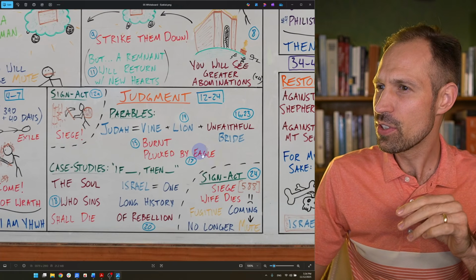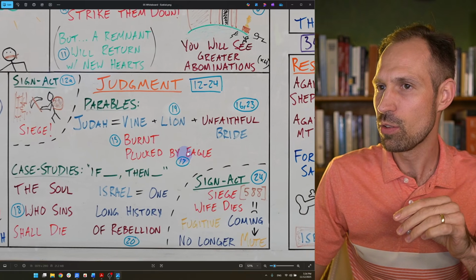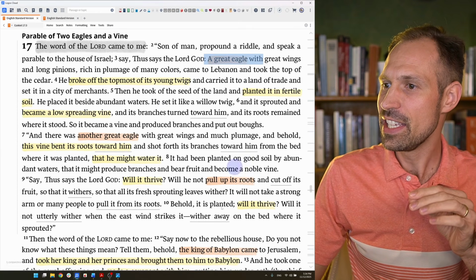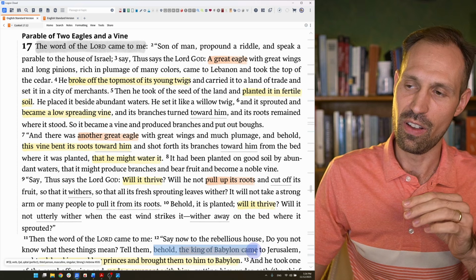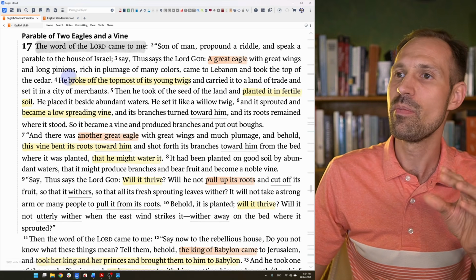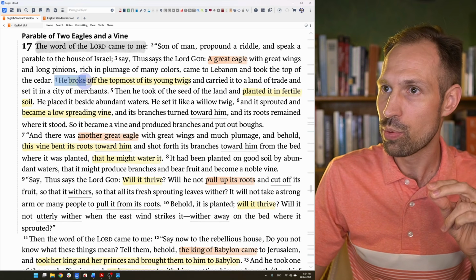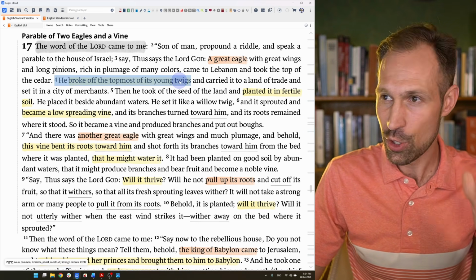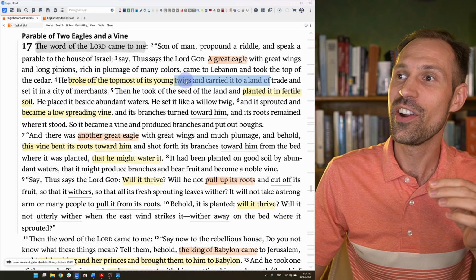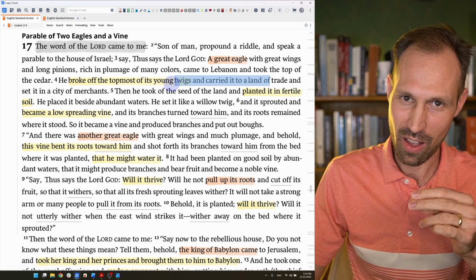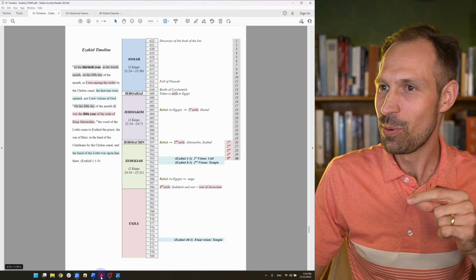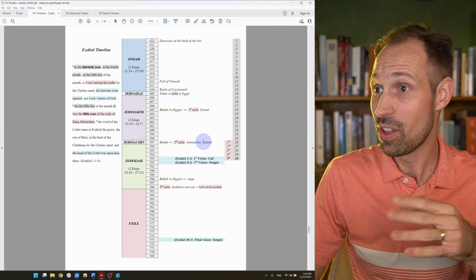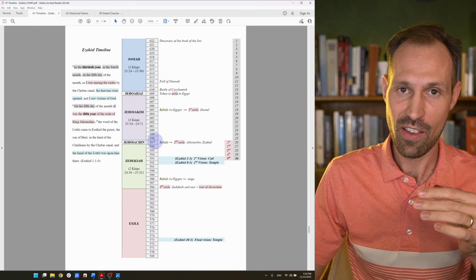So in chapter 17, Ezekiel is going to tell a parable about an eagle. Now, this great eagle is the king of Babylon. And this eagle is going to fly from Babylon to Judah, where he will break off the topmost young twig of this mighty tree. And he's going to take this twig and carry it back to the land of Babylon. Now, who is this twig? The twig is Jehoiachin, who is taken to Babylon along with Ezekiel in 597.